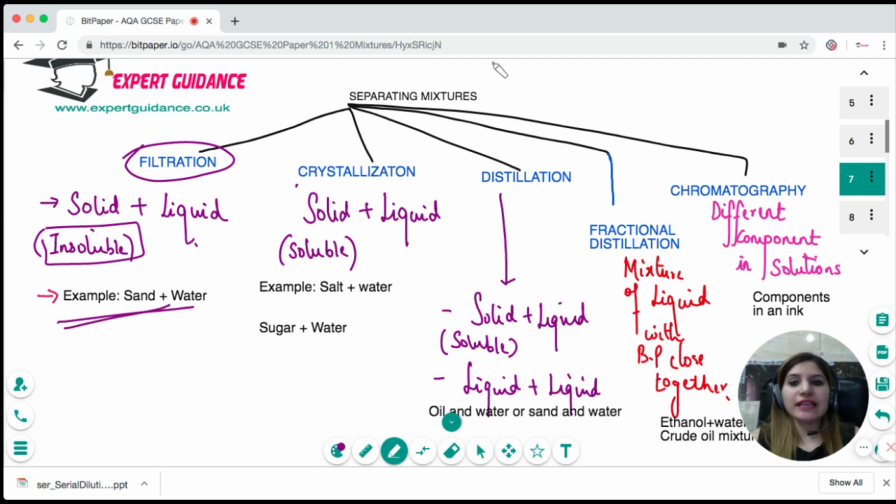In crystallization, again, you can separate a solid and liquid, but in this case, the solid is completely soluble in the liquid. Okay, for example, salt and water solution, sugar and water solution.